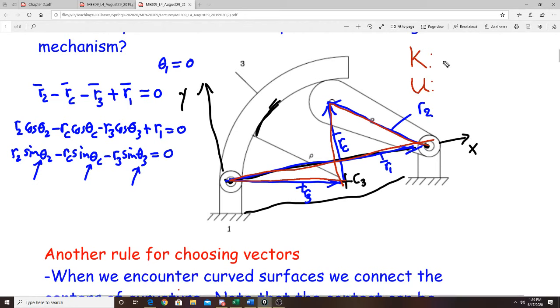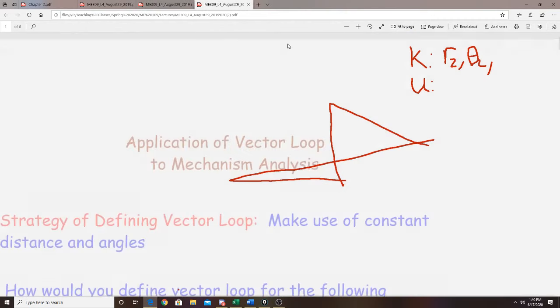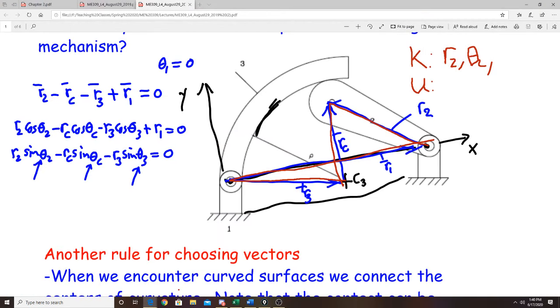R2 is definitely known. I agree with you. So let's put R2 here. And something else is also known about 2. It is theta 2. The reason it's theta 2 is because it is the input link, if you guys remember that term. It is the input. We know what it is. Does that make sense? So what else do we know about this one at all times?